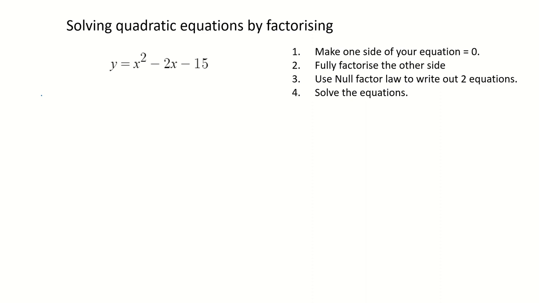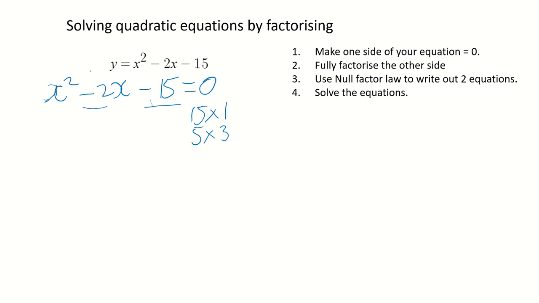So here's our equation. We're going to make one side of the equation 0. So we're going to have x squared take 2x take 15 equals 0. We're then going to fully factorize this. So we need two numbers that multiply to give -15 and add to give -2. So 15, well, we could have 15 and 1, or we could have 5 and 3. Now they need to have a difference of 2, so 15 and 1 is way too big. So it's going to be 5 and 3.